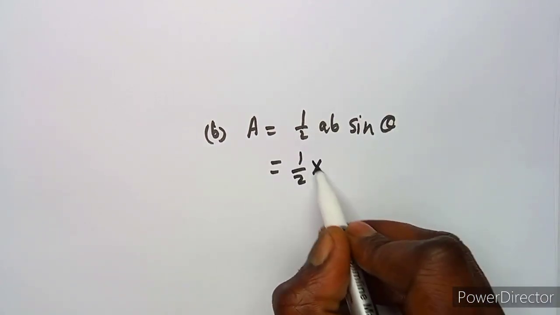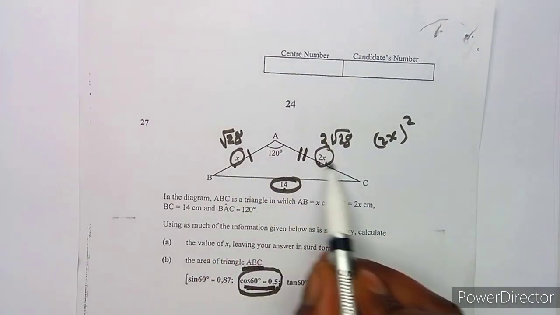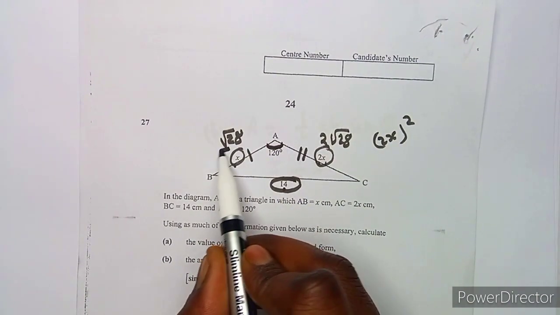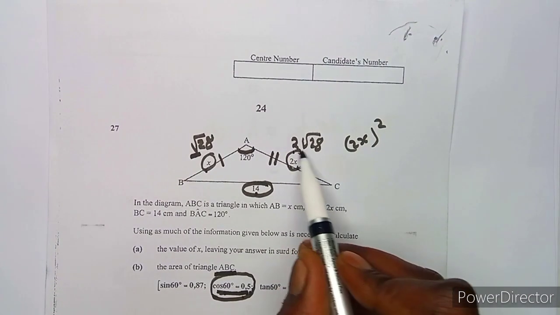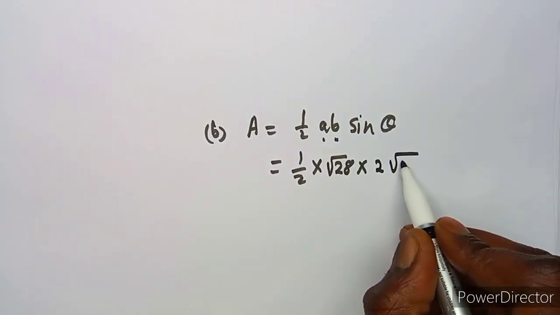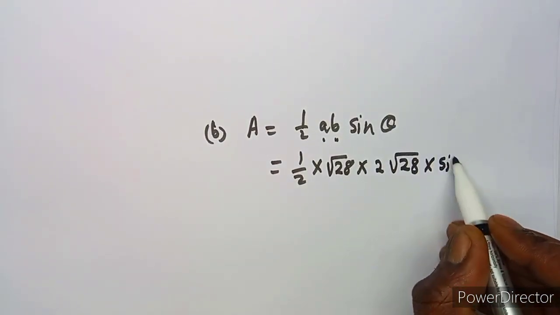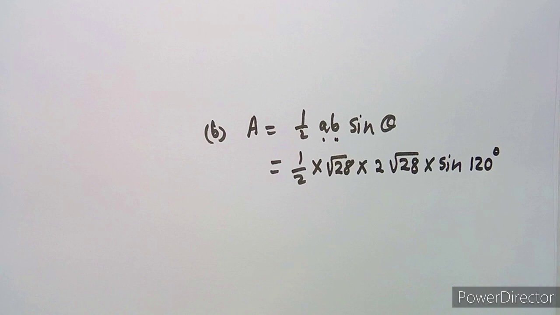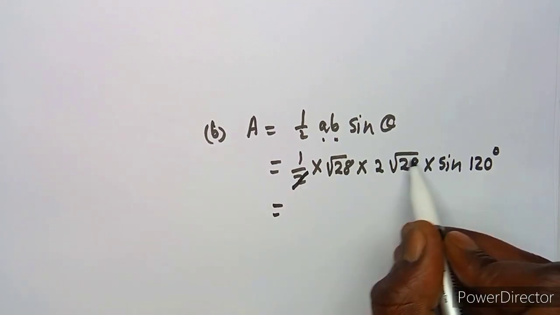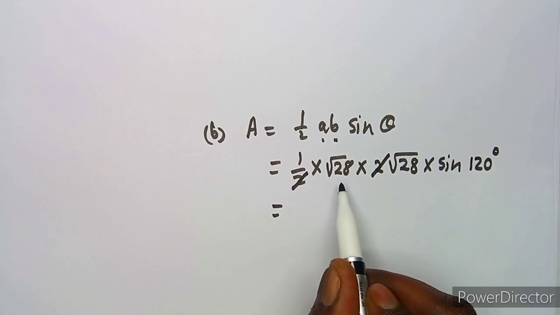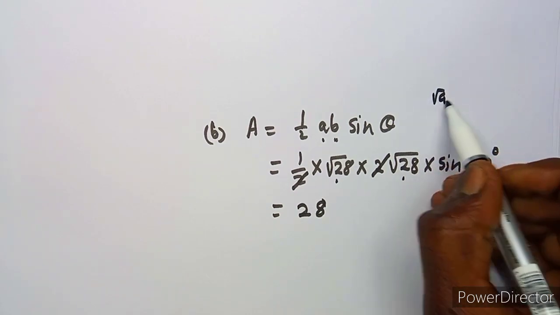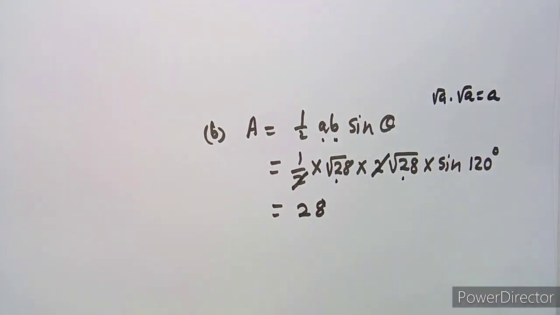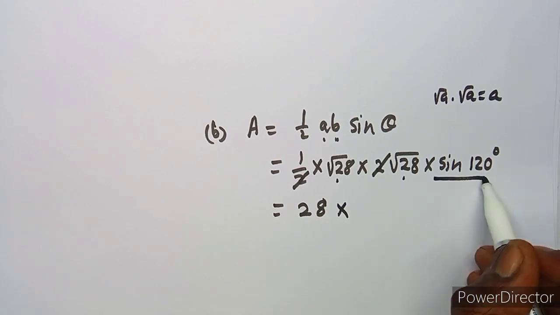So it's going to be half times a and b. These are the sides which are creating the angle of 120, which is square root of 28 times b, which is the other side, which is 2 square root of 28 times sine theta, which is the angle that is in between, which is 120 degrees. Okay, so we can simplify. This and this can cancel. Remember from your surds, guys, square root of 28 times square root of 28 is going to give us 28. Square root of a times square root of a gives us a. From our laws of surds, times sine 120.